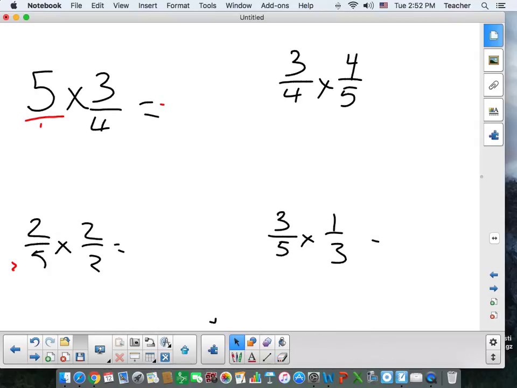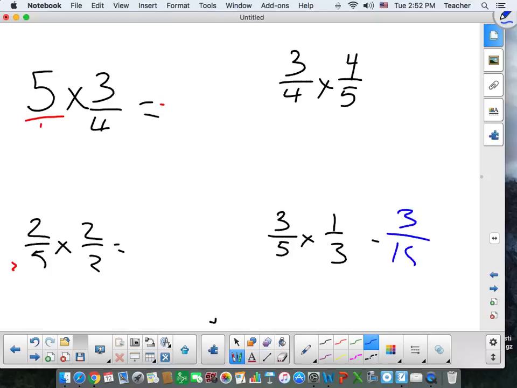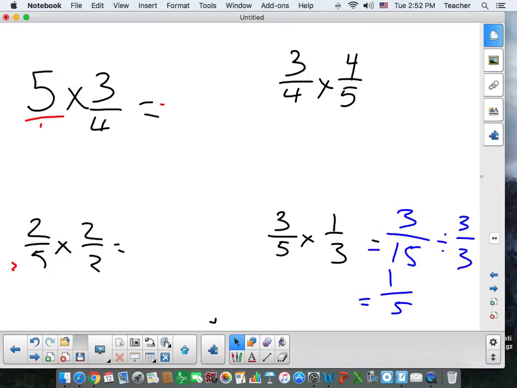And our last one, don't work too hard. 1 times 3 is 3, 5 times 3 is 15. It is simplifiable by 3/3. 3 divided by 3, 15 divided by 3. I'd draw it again, but that's making me dizzy and tired. Now, class, what did I use to simplify 3/15? What did I use to simplify 3/15?